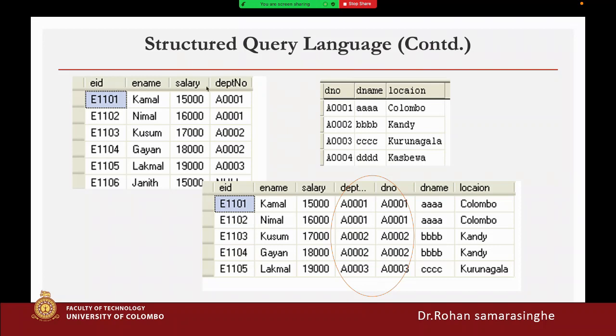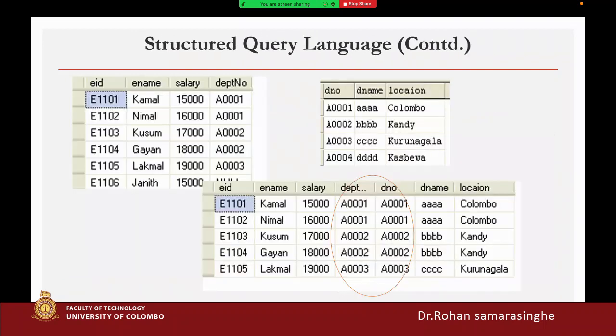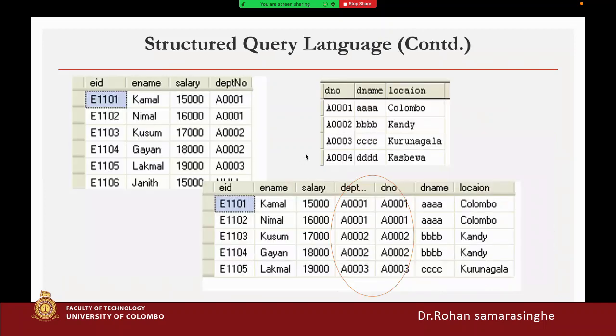Then you can get all the details of the employee, and you can get all the columns of the department. Here you can see Kamal, Nimal, Kasun, Gayan, Lakmal, Janith. Actually, yes, there are 4, not 5. Actually, this is not in that one. So that is why you can get like this. So as you mention all, we can get all these columns. And here you can see department number and D number are the same, but you can get department number and D number as like this. Okay.